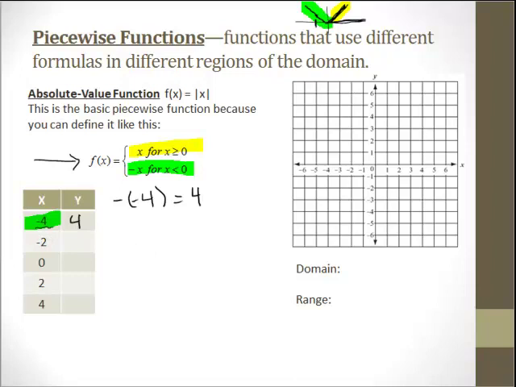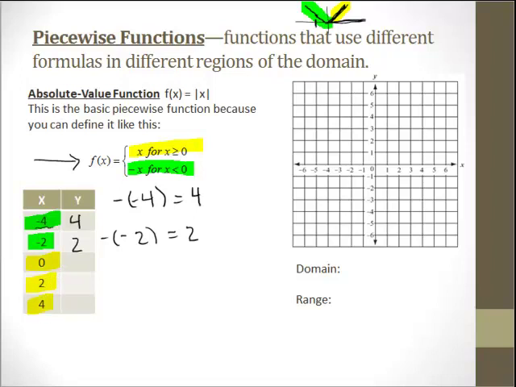Well, where does -2 fall? -2 also falls into the green part because it's less than 0. So negative of a -2 is equal to 2. But where does 0 fall? It doesn't fall in the green one, but this one says x is greater than or equal to 0. So 0 falls in the yellow one, as does 2 and 4.